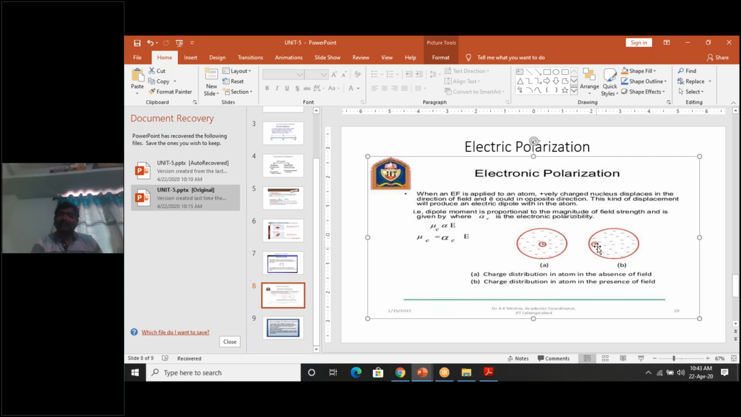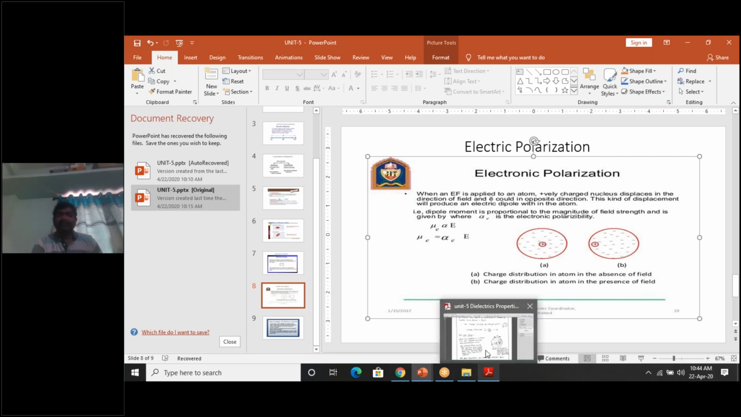Now what happens? A red circle plus is here, a red circle minus here. So a positive charge and a negative charge are separated by a certain distance. This is called an electric dipole, the formation of an electric dipole. This process is called polarization.